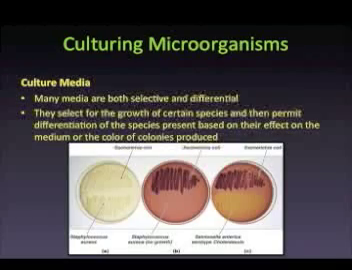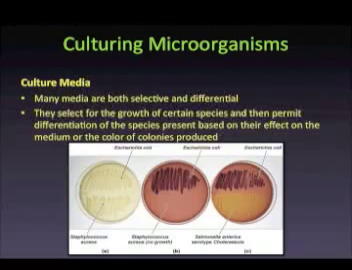Many media are both selective and differential. An example of such a media is observed in the image. The first Petri plate contains nutrient agar on which both gram-positive Staphylococcus aureus and gram-negative Escherichia coli grow.